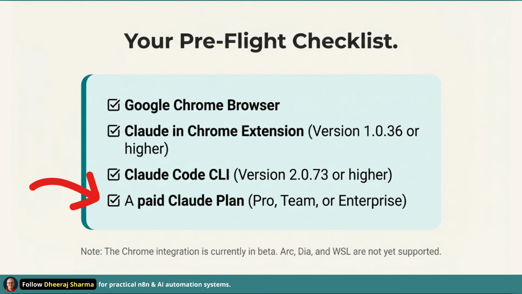So first thing, as a prerequisite that you will need is, one, you will need a paid Claude plan, which could be Pro, Team, or Enterprise version. The second one is Google Chrome. You need to have that installed. Third thing is the Chrome extension of Claude, which should be greater than version 1.0.36, and the Claude Code CLI, which should be greater than 2.0.73.